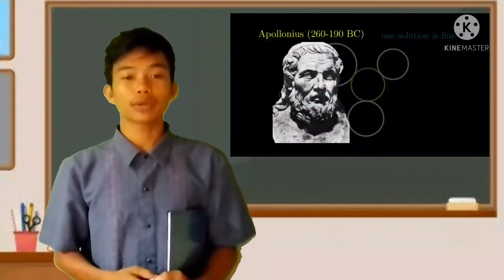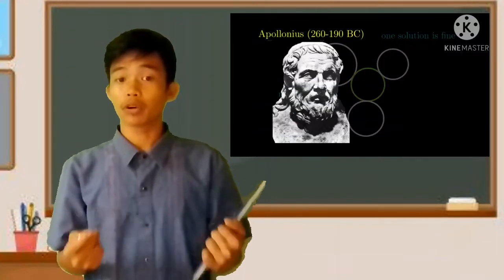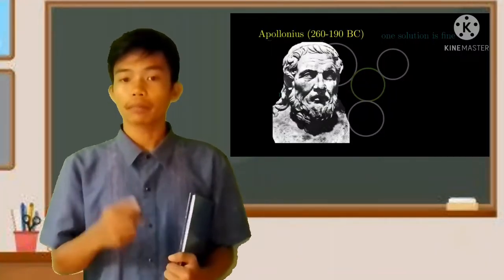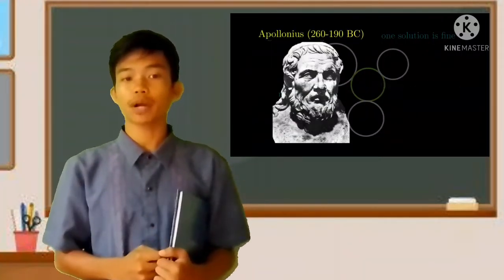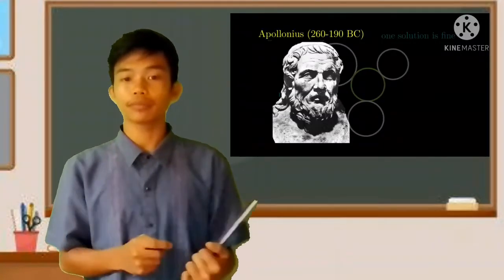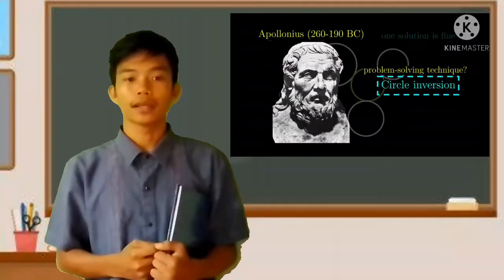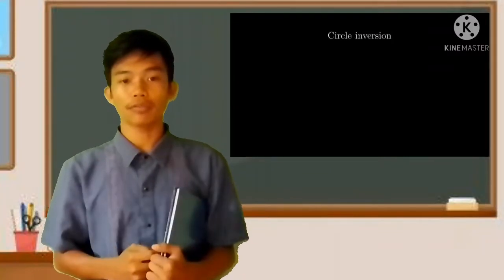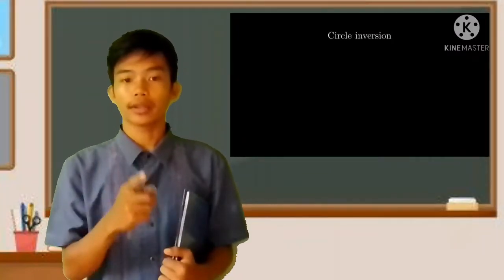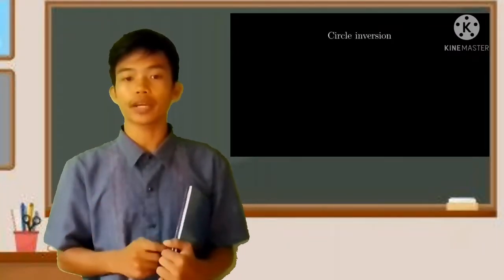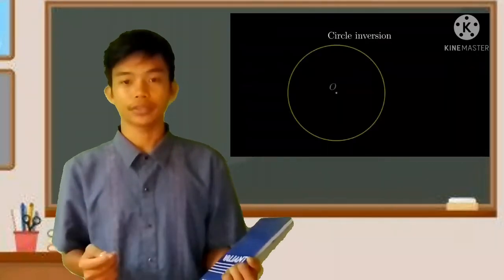Apollonius himself actually solved this problem, but his works were lost. But because this is such a famous problem, mathematicians developed different solutions to the problem. This solution starts off with a powerful tool in Euclidean geometry called circle inversion.